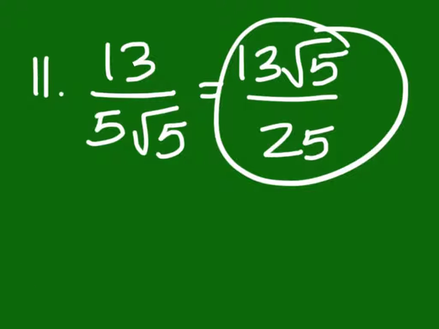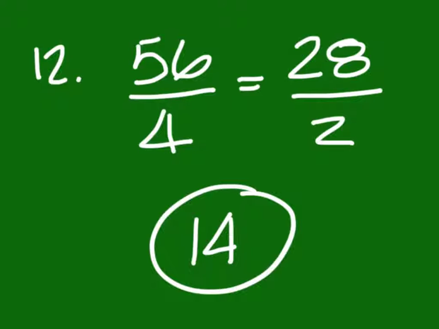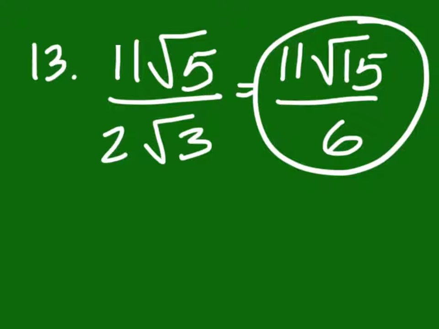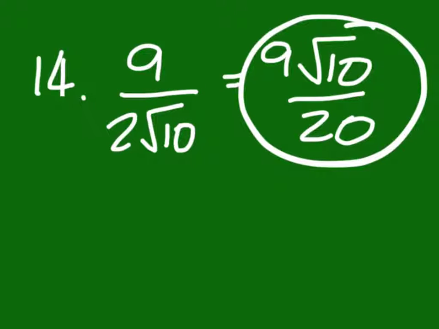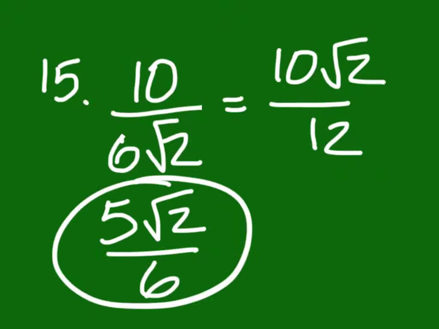11 is 13 square root of 5 over 25. 12 is 14. 13 is 11 square root of 15 over 6. 14 is 9 square root of 10 over 20. And 15 is 5 square root of 2 over 6.